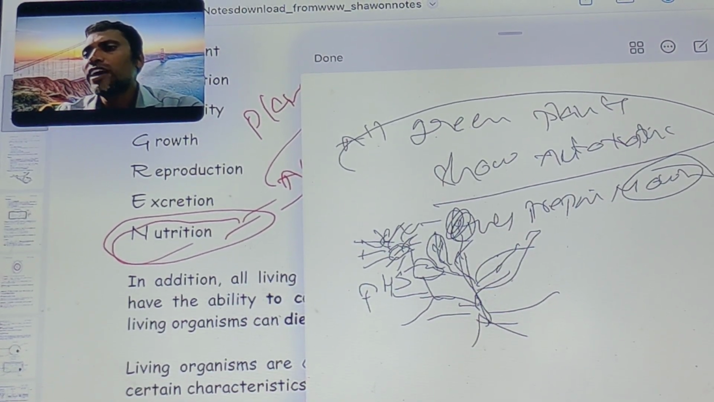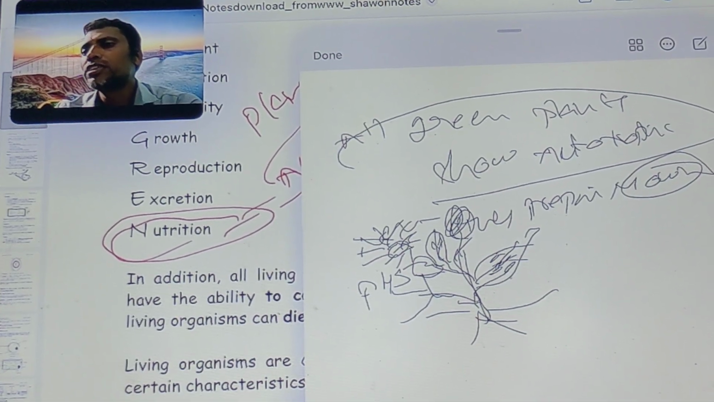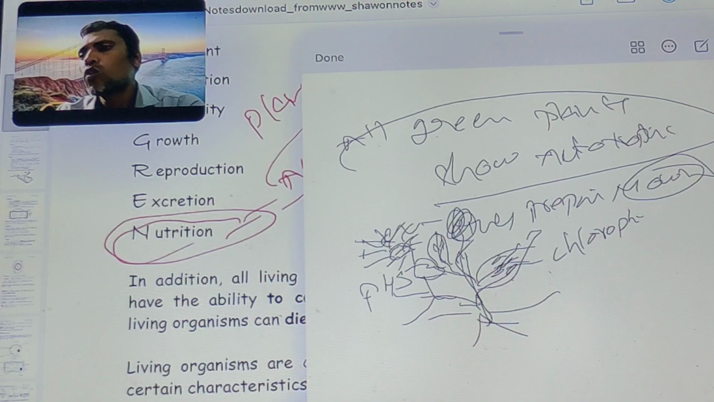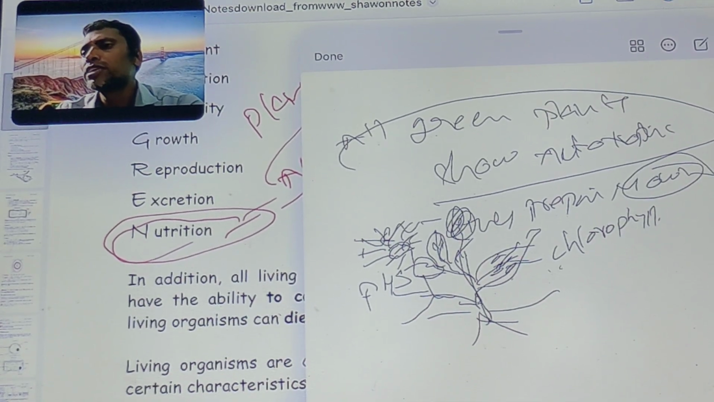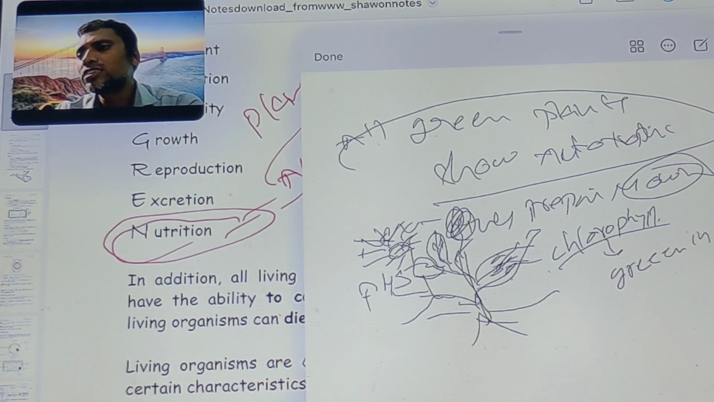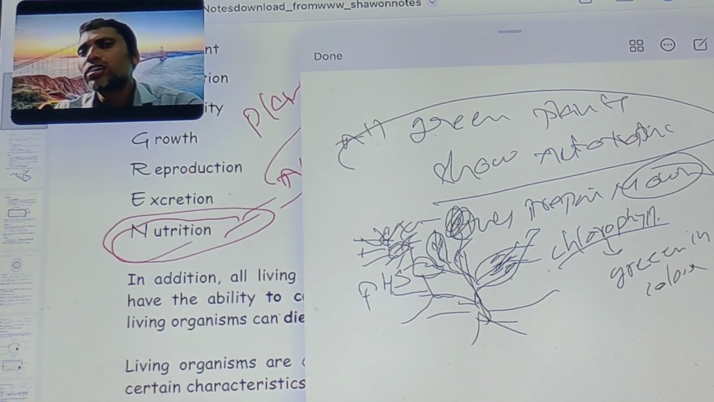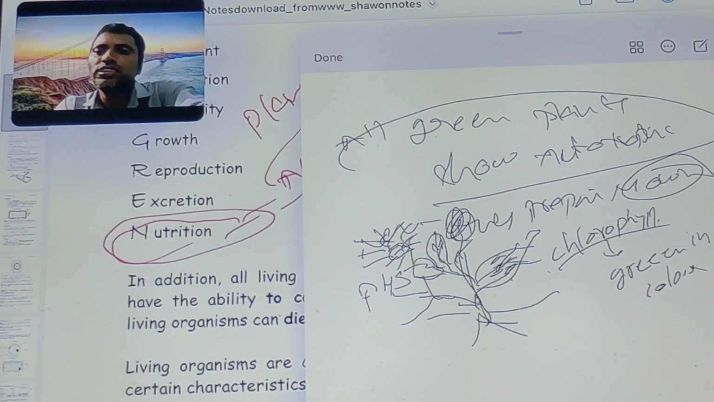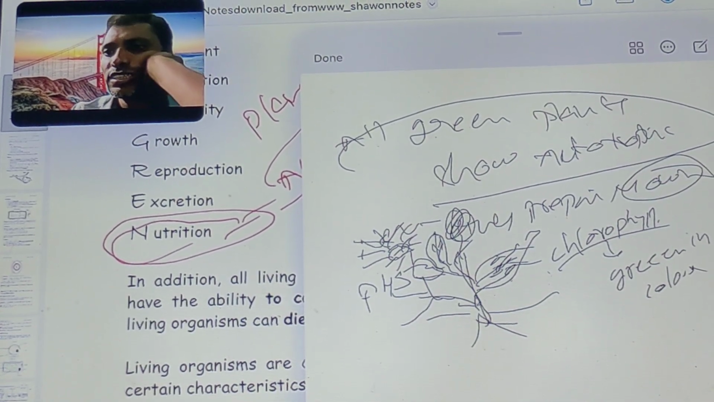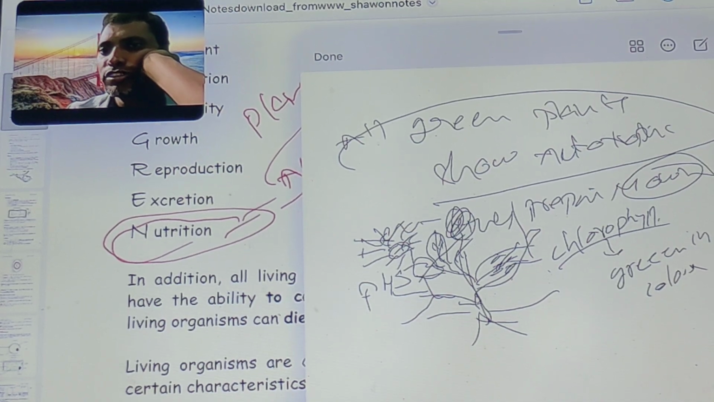The leaf has a pigment we call chlorophyll. Which color is this pigment? Green. This pigment is green in color. This is autotrophic nutrition.